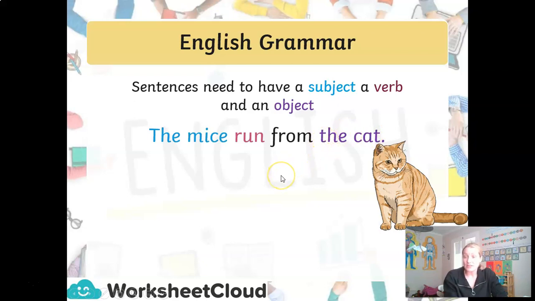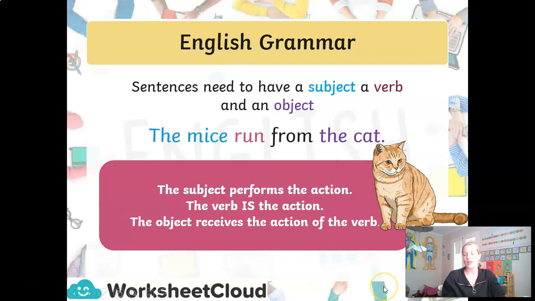Okay, so what is a subject, what is a verb, and what is an object? What's a nice, easy way of remembering those things? Well, the subject in a sentence is the thing that performs the action. So in this case, it is the mice that are performing the running. Okay, so they are the subject. The verb is the action. We know that a verb is an action word, a doing word. So here, the word run is the verb. And the object, in this case, the cat, is receiving the action of the verb.